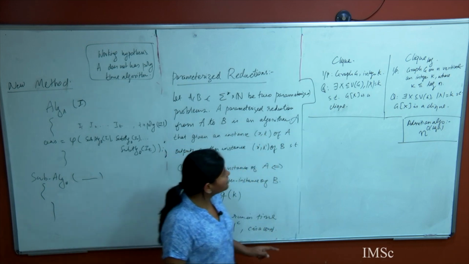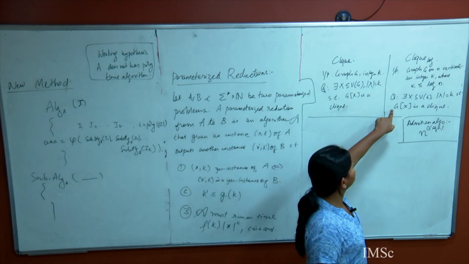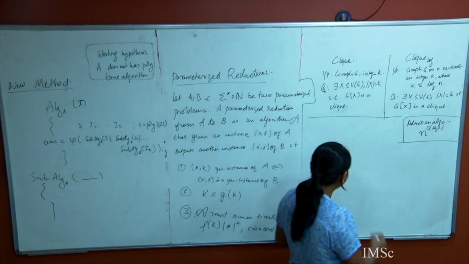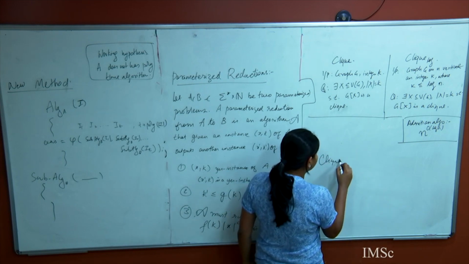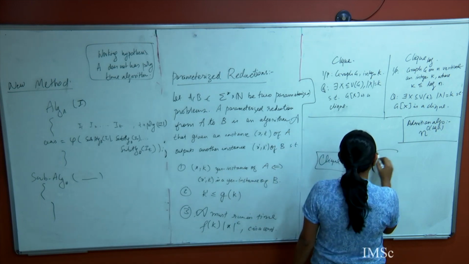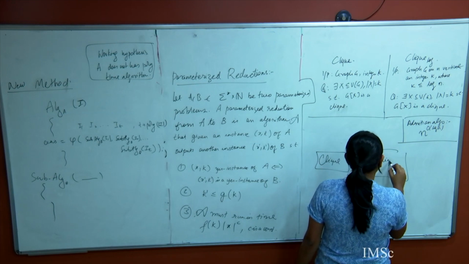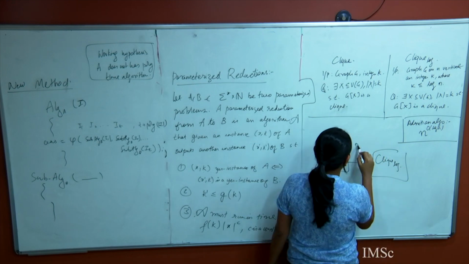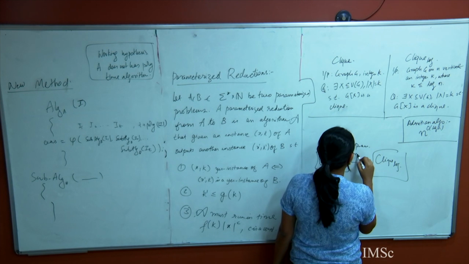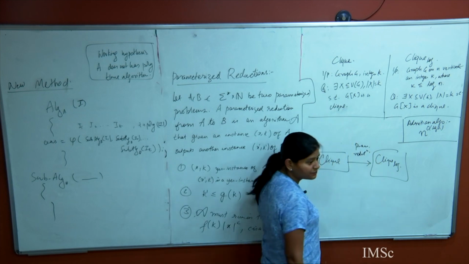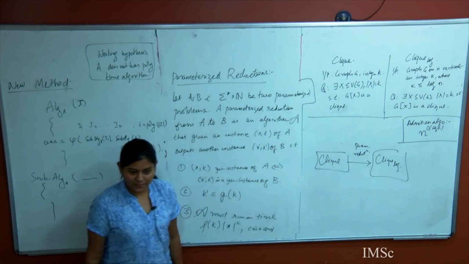Now let us go back to our Clique, okay. And let us try to give a parameterized reduction from here to here, okay. So the goal is to give a parameterized reduction from Clique to Clique log. So here we want a parameterized reduction, okay. Any guesses?